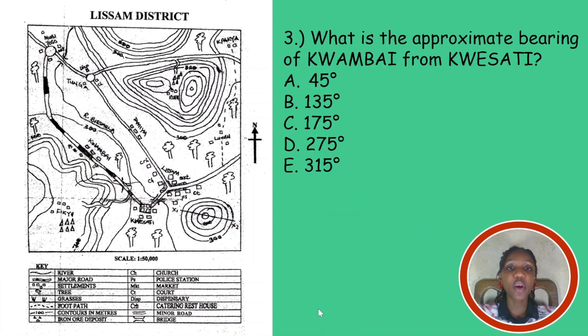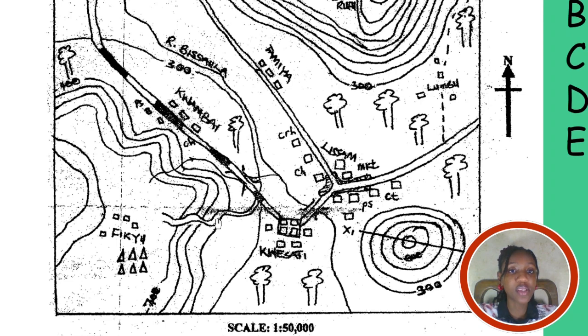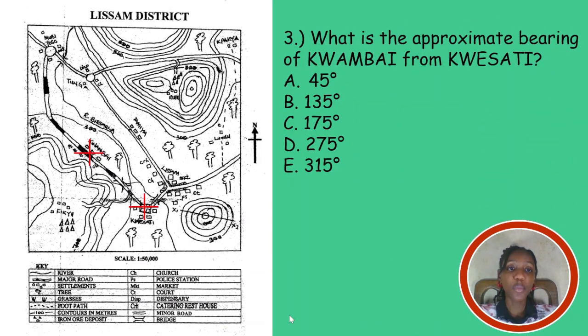What is the approximate bearing of Kwambai from Kwesati? Please forgive my pronunciation. So as we usually do, we identify the places in question. So now let's zoom in. Here we can see Kwesati and here Kwambai. So now we place our cardinal points on the places in question, and then we draw a line connecting them.